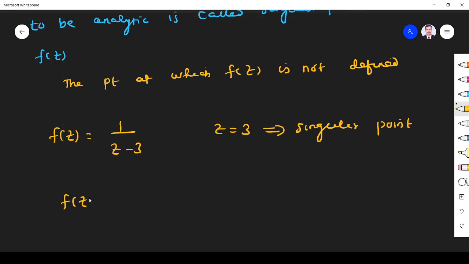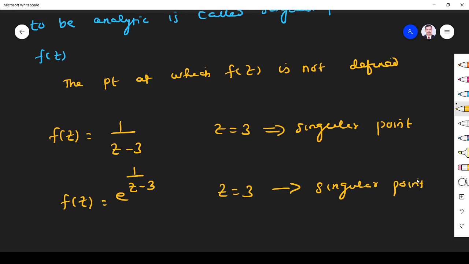Okay, let me take one more example. f of z is equal to e power 1 by z minus 3. Here also, when z is equal to 3, the function blows away, because e power 1 by 0 means e power infinity, which is infinity. So z is equal to 3 is a singular point.